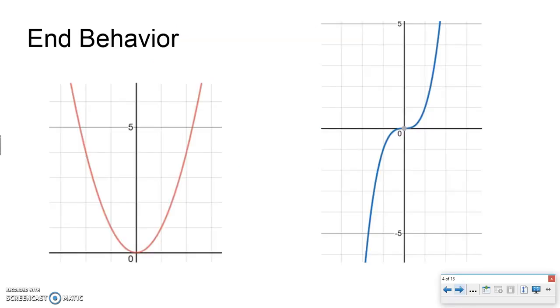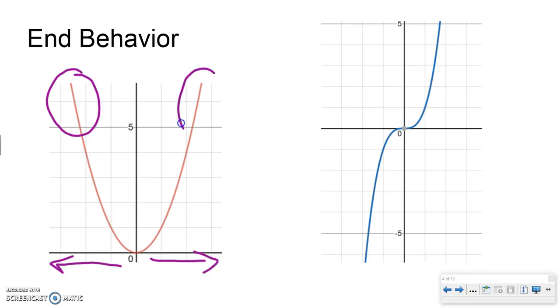All right, so I use that word end behavior, and what I mean by that is as x goes towards negative infinity, what's happening to your graph? Well, the end behavior here is that it's continually increasing, it's going up. As x goes to the right, it's going to continue to increase and go up to the right as well. So the end behavior of something like x squared is rising and rising.